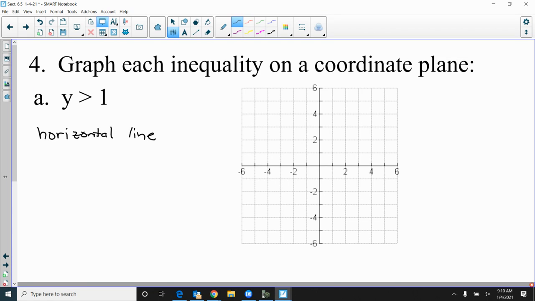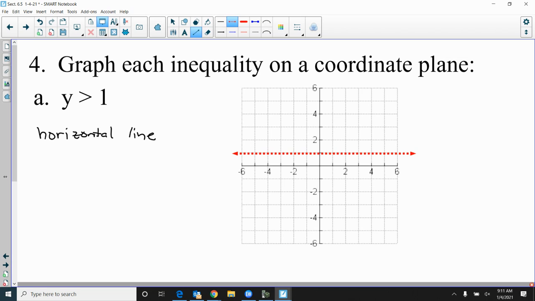And it goes through the point 1. And since it's just greater than, it's going to be dotted or dashed. This is what it should look like. Okay, if you just have the Y part, you don't have the X part, it's going to be a special line, it's going to be horizontal. So make sure it's dashed. So it's dashed.